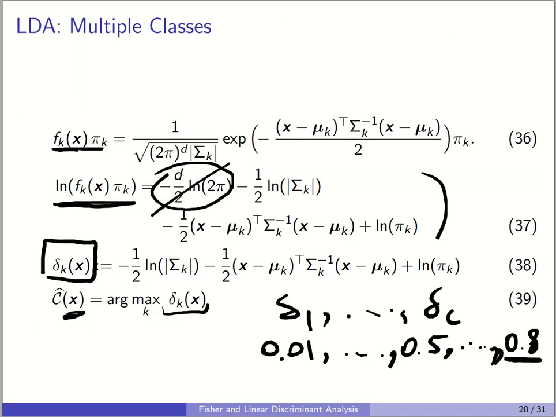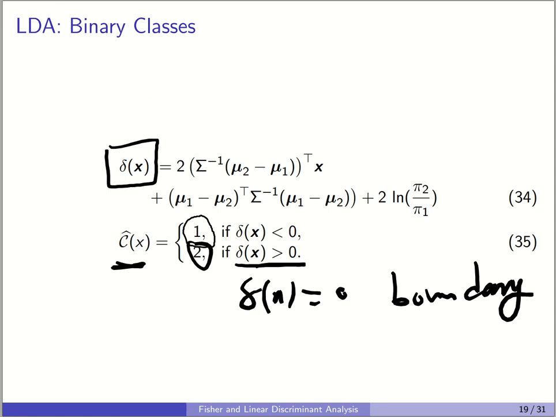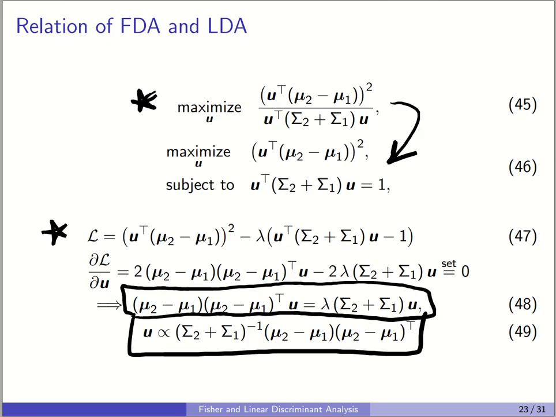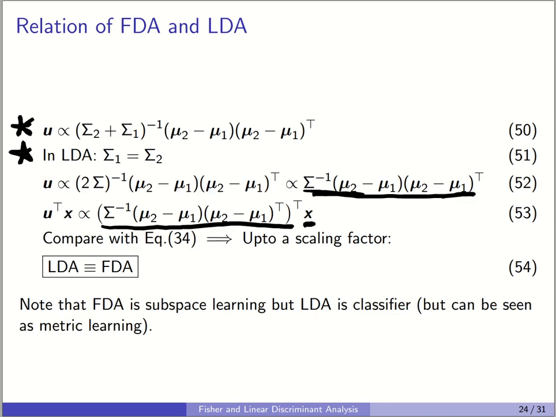What was equation 34? Here we had in LDA some projection, sigma inverse mu2 minus mu1 transpose. Here we also have this, but this is quadratic. That doesn't matter, it's just up to a scale. Rather than having one term, it's just squared, and we can say up to a scaling factor, these are equivalent. LDA is equivalent to FDA.